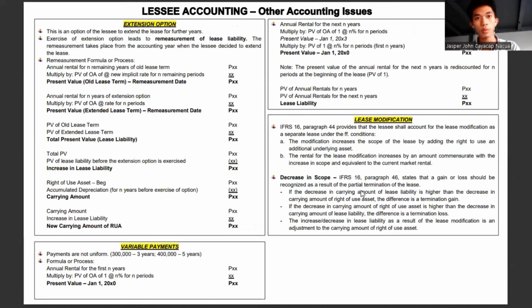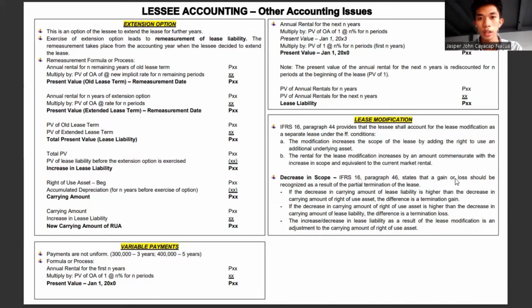For other accounting issues, we have extension option. Extension option is an option of the lessee to extend the lease for further years. Exercise of extension option leads to remeasurement of lease liability. So here are the remeasurement formulas stated in the matrix for extension option. For variable payments, this is another accounting issue in which payments are not uniform.